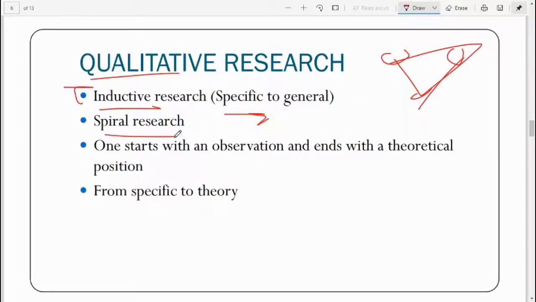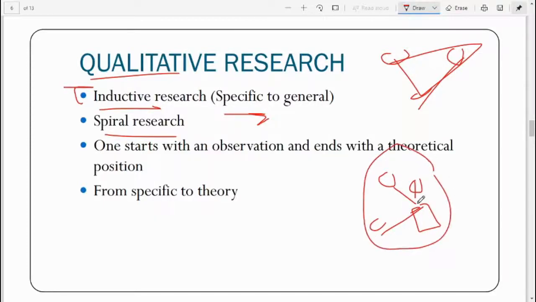So it is a spiral. Why it is a spiral? Because these are different phenomena that you are observing, and you are looking for a common pattern. So all will move in one direction, and it will give the shape of being a spiral in nature, like moving like this for this common pattern, and this is the common pattern that is lying here.